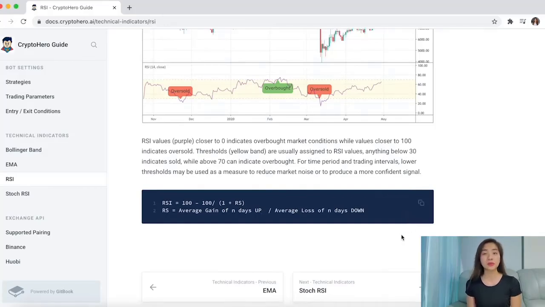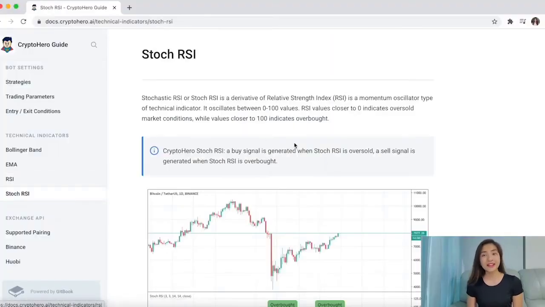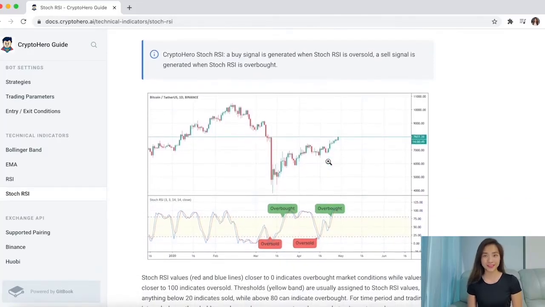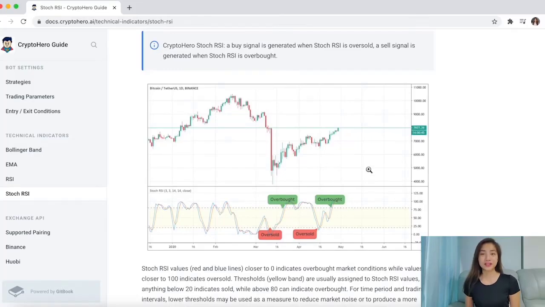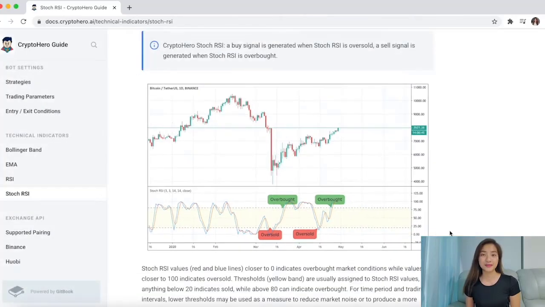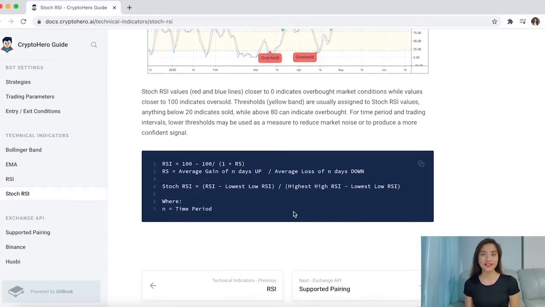The future version of CryptoHero allow you to change the trigger values of the RSI, so keep a lookout for it. Stochastic RSI or Stoch RSI is a derivative of Relative Strength Index or RSI, and it is a momentum oscillator type of technical indicator, and it oscillates between 0 to 100. RSI values closer to 0 indicates an oversold market condition, while values closer to 100 indicates an overbought condition. Stochastic RSI focuses on the value of the asset itself rather than the raw price. With CryptoHero Stochastic RSI, a buy signal is triggered when the Stoch RSI is oversold and a sell signal is triggered when the Stochastic RSI is overbought.